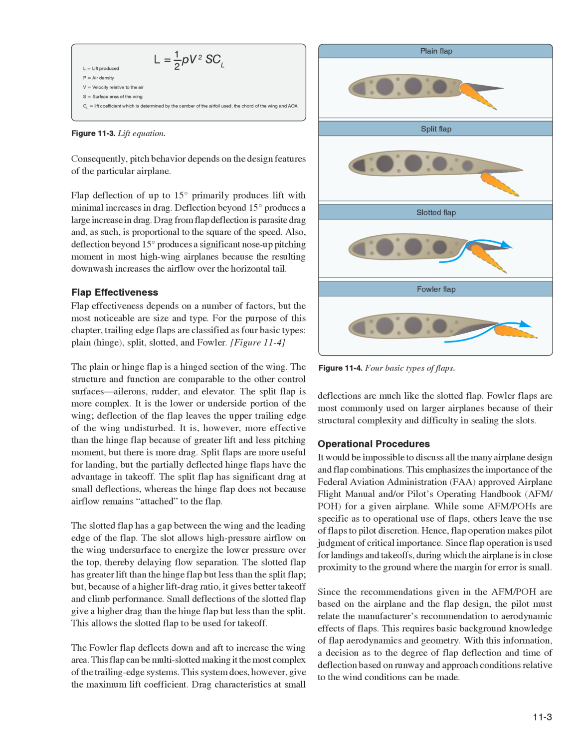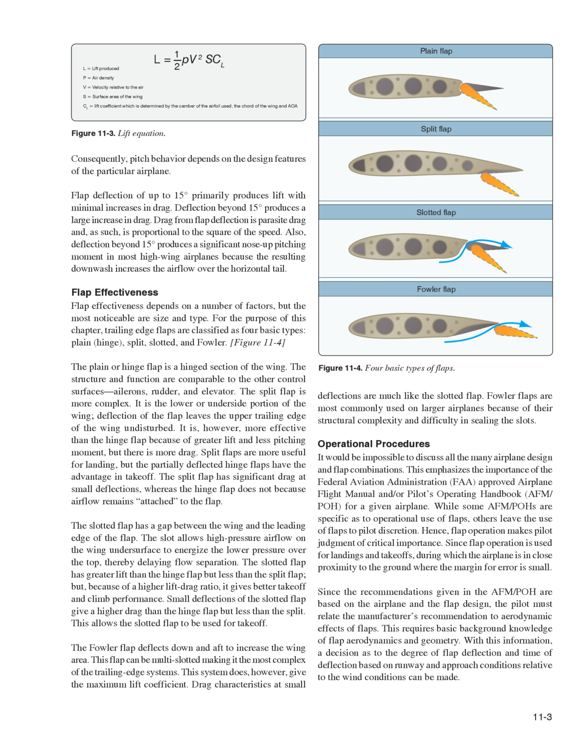Flap effectiveness. Flap effectiveness depends on a number of factors, but the most noticeable are size and type. For the purpose of this chapter, trailing edge flaps are classified as four basic types: plain or hinged, split, slotted, and Fowler. Figure 11.4. The plain or hinge flap is a hinged section of the wing. The structure and function are comparable to the other control surfaces: ailerons, rudder, and elevator.